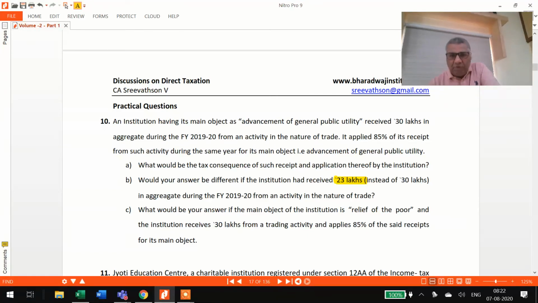Where it is falling under relief of the poor, then I will only see the application. I will not see what the business reserve is. So if 85% is applied, it is over. So write the same answer. Write the same answer like first.